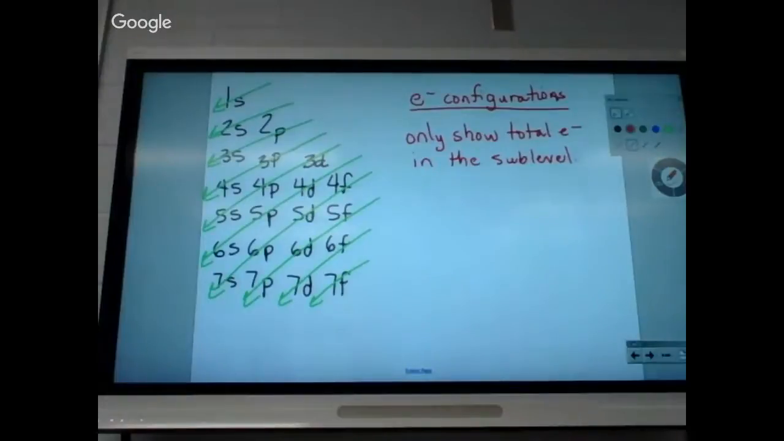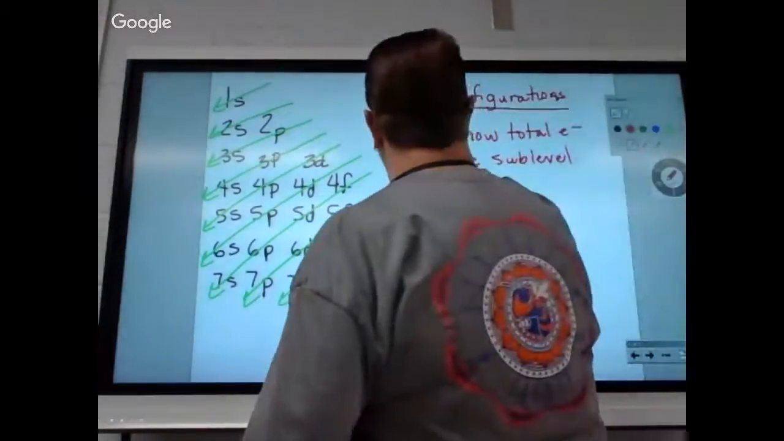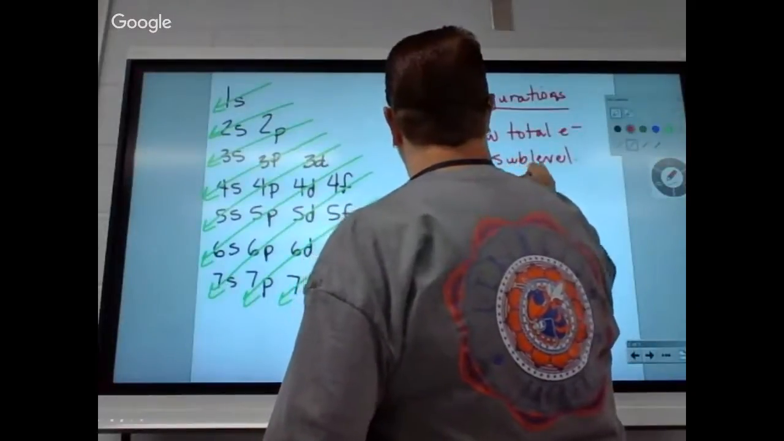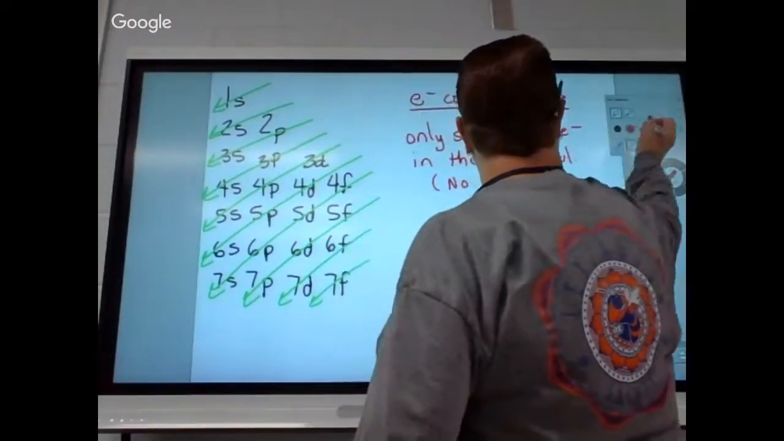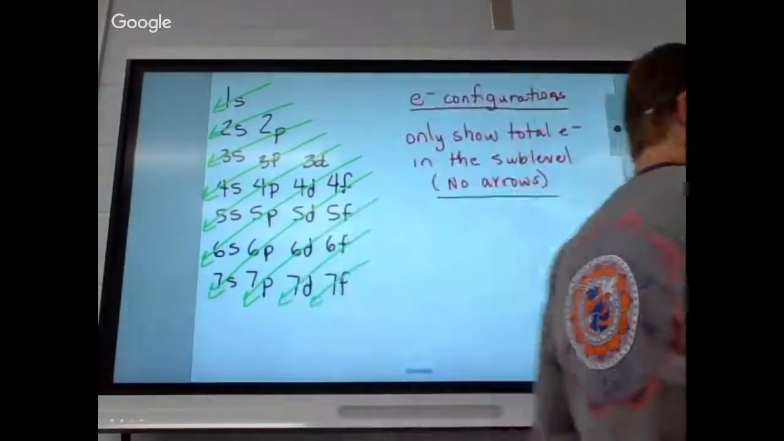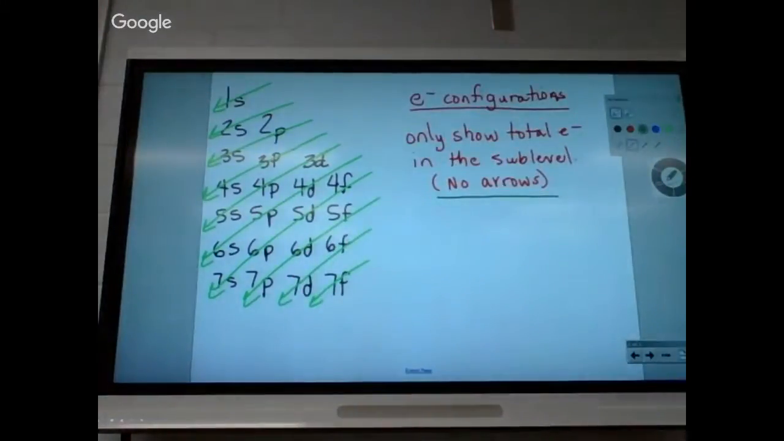Okay. So, they only show total electrons in the sublevel. Now, because we're not going to show individual electrons, the nice part about this, there will be no arrows. Okay? There will be no arrows in this. So it's going to cut our work down tremendously because we're not going to show any orbitals and no arrows. Okay? Now, again, you got to be able to count.